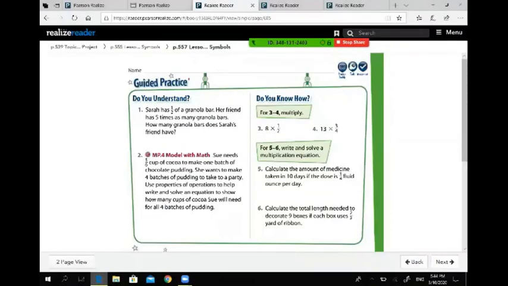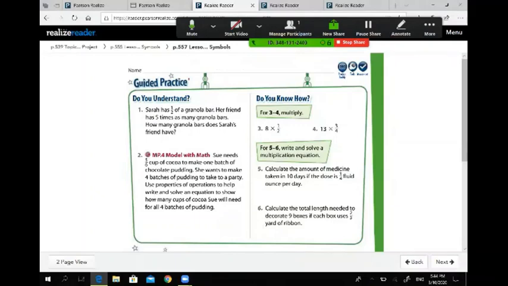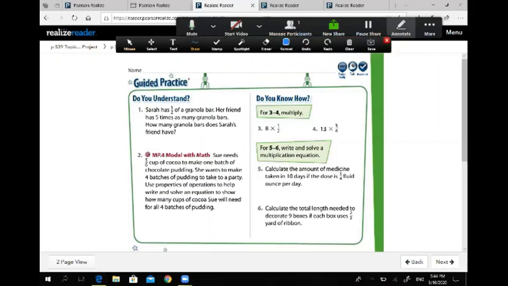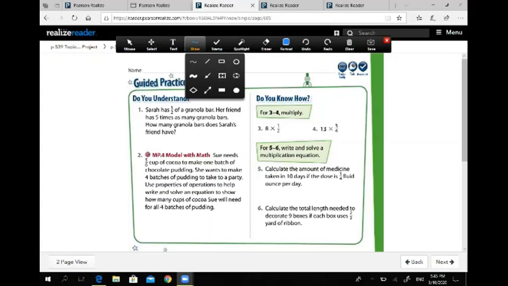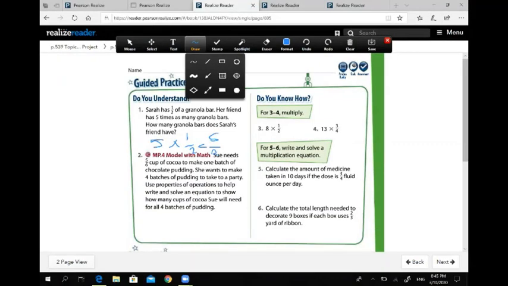So here we have question number 1. Let's solve it. Sarah's friend has 5 times as much as Sarah. Sarah has 1 over 2. It means 5 times 1 over 2, which is equal to 5 over 2. Okay, 5 over 2, because the numerator is more here, we can decompose it into 2 over 2 plus 2 over 2. This gives me 4.